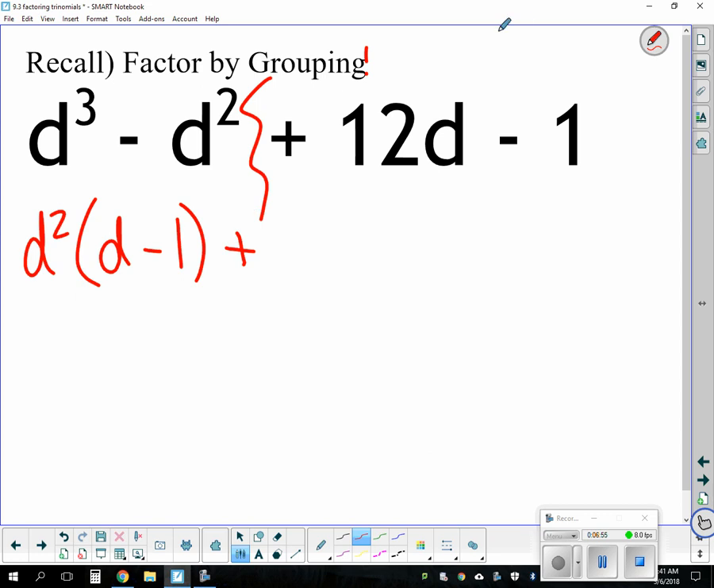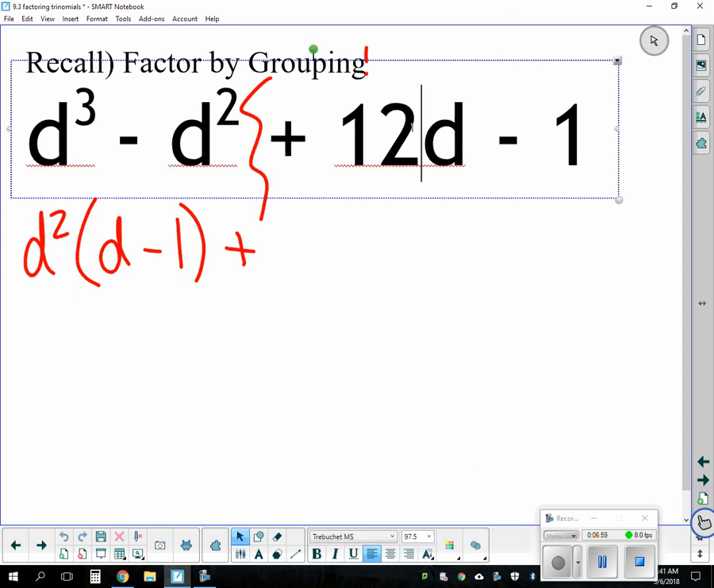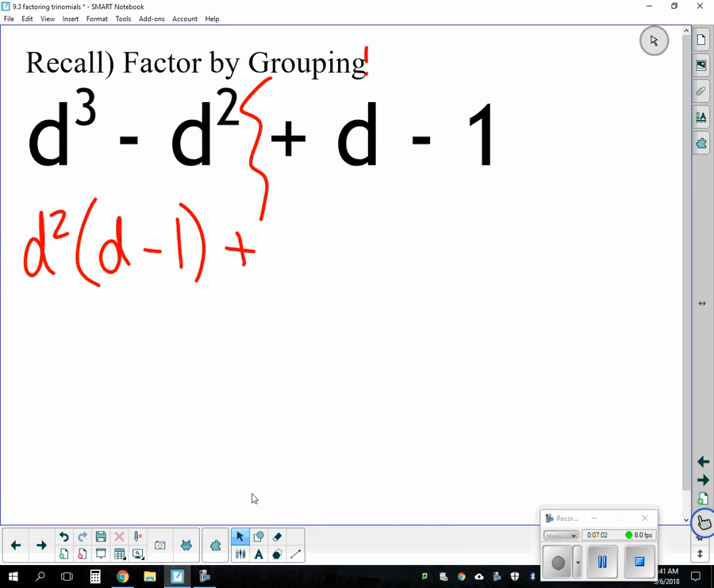Plus, oops, this is a typo. My goodness. Delete that 12. It's not supposed to be there. Fix that problem. Okay, then, if you look back here, there's no GCF in there.